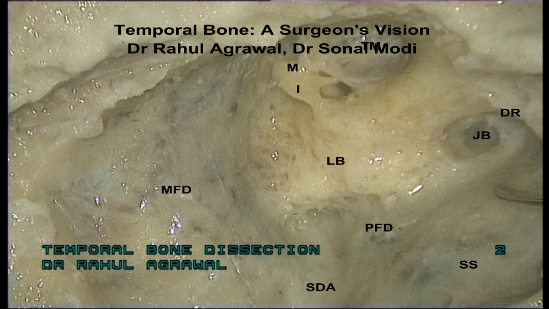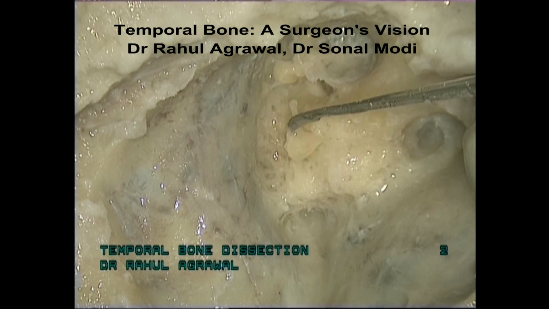MFD denotes the middle fossa dural plate. SDA denotes the sinodural angle. SS denotes the sigmoid sinus. PFD denotes the posterior fossa dural plate. JB denotes the jugular bulb. DR denotes the digastric ridge. LB denotes the labyrinthine block, which still has lots of cells around it. M and I denote the malleus and incus respectively.